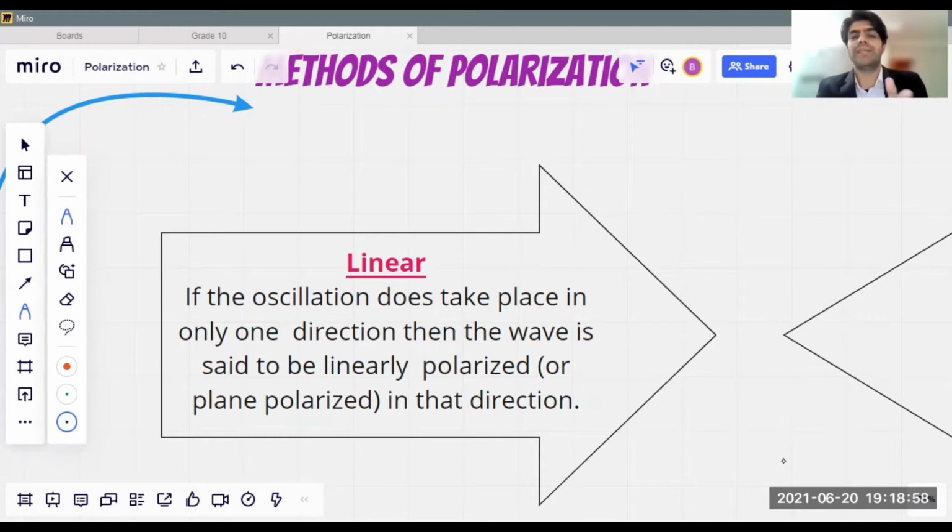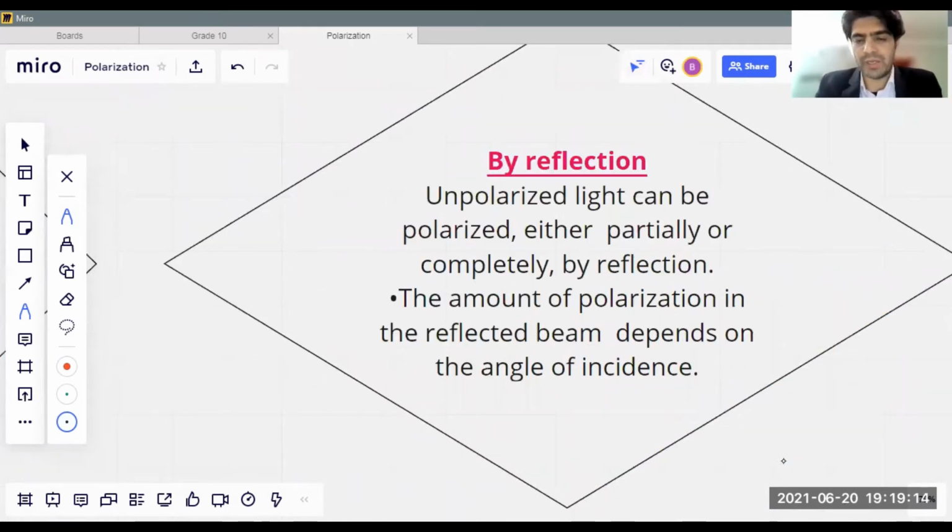Now, coming towards methods of polarization, how polarization can be achieved by different methods. There are a variety of methods. In total, we can discuss 4, but now we are going to discuss only 2 of them, which are quite interesting phenomena. So polarization has different methods. One is the reflection method, which is a very common method you can observe around you in your daily routine as well.